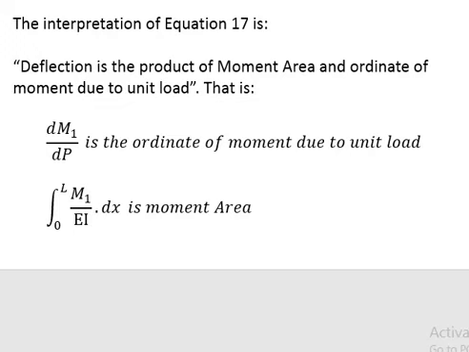Equation 17 can be interpreted as follows. Deflection is the product of moment area and ordinate of moment due to unit loads. That is, the term outside the integral bracket is the ordinate of moment due to unit load, and the integral is the moment area.